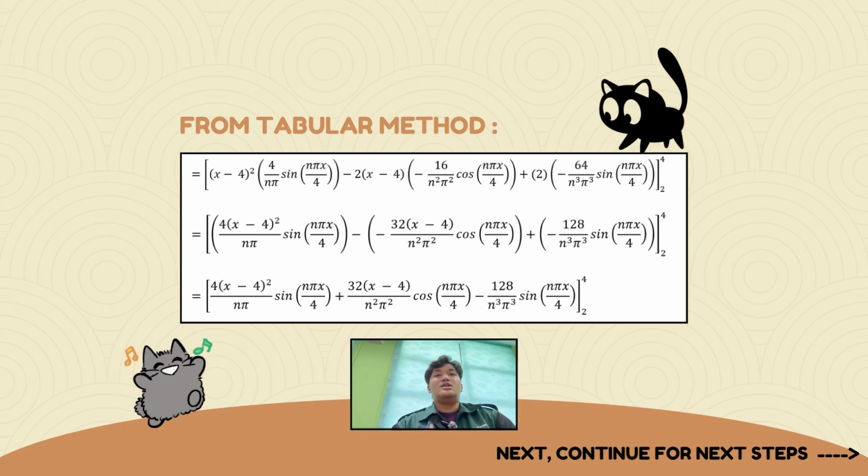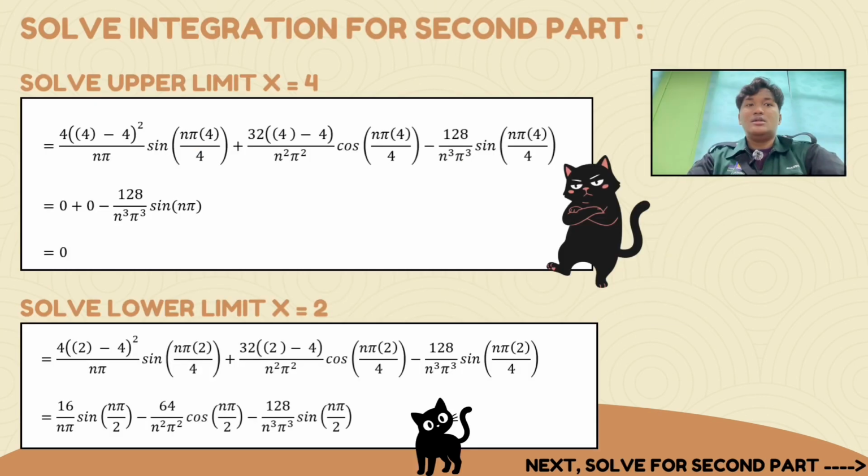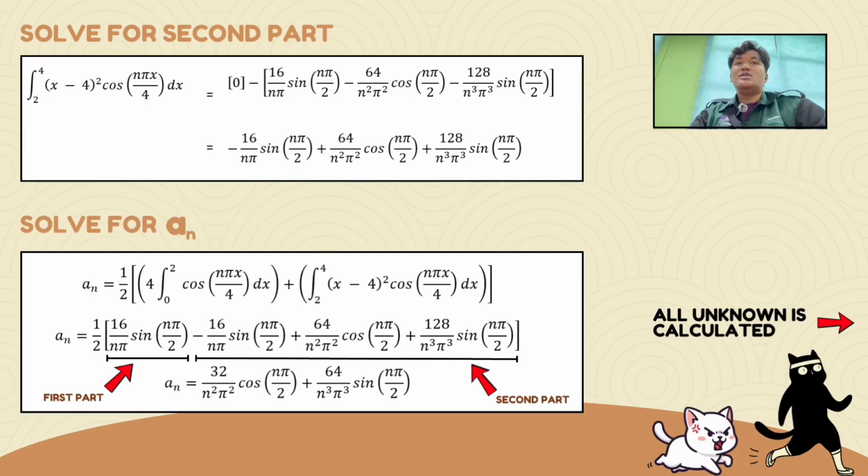From the tabular method, we got this. So next, let's continue to the next step, which is solving the integration. Now we can solve the integration for the second part. First we solve for the upper limit, x equal to 4, and we got 0. For the lower limit, x equal to 2, after substitution we got this answer. Next let's solve it, and we got the answer for the second part.